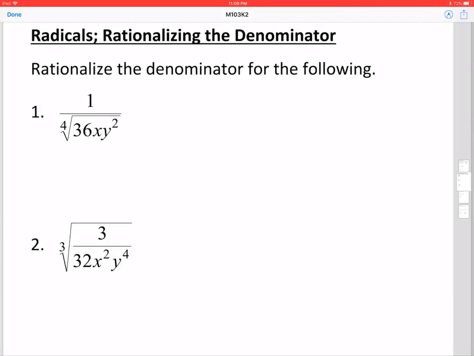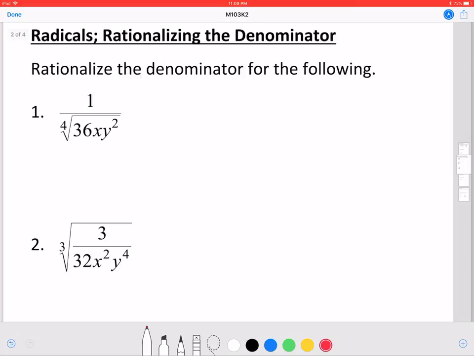Okay, in this video we will talk about something called rationalizing the denominator. I'm assuming that you know how to rationalize the denominator for square root problems. If you don't, then go back and review. Otherwise, you'll get lost in this video, since we're dealing with, as you can see, the fourth root problem, cube root, and so forth. All right.